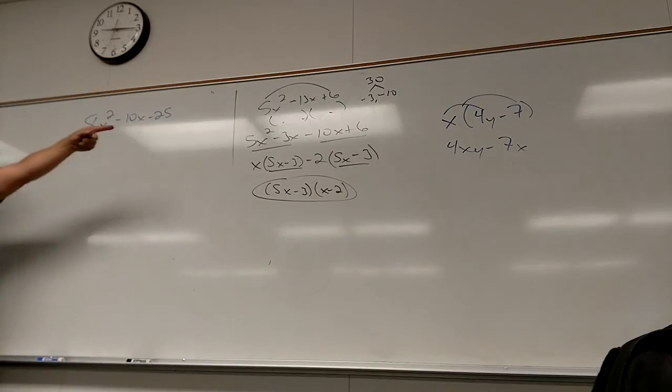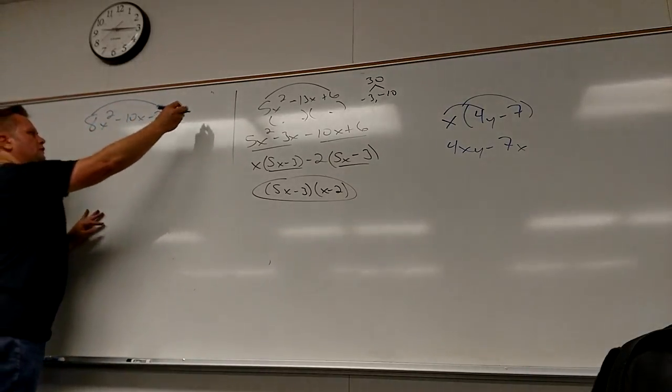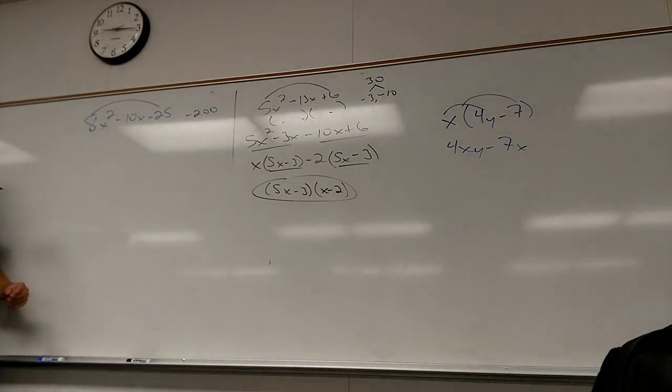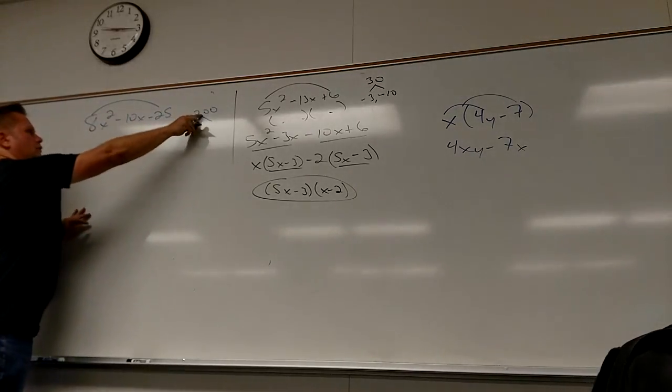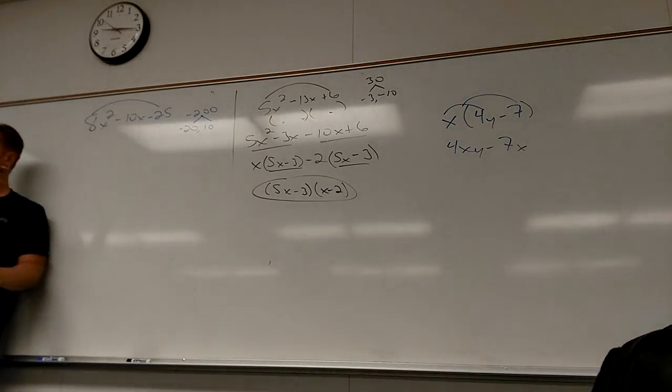But nothing comes out. Too bad. So then I have to do what? Multiply the first... 8 times negative 25? Negative 200. Negative 200? -20 and 10. Yeah, this isn't too bad. I need to factor this to add to negative 10, so it'll be negative 20 and 10.